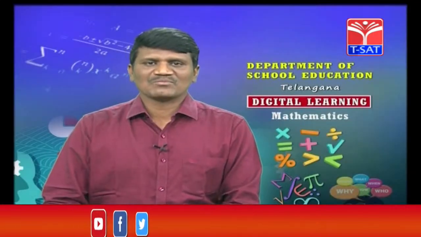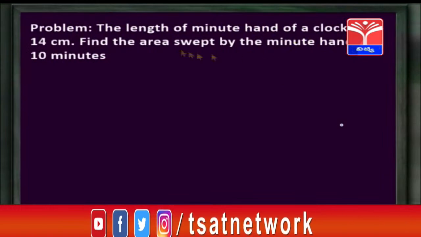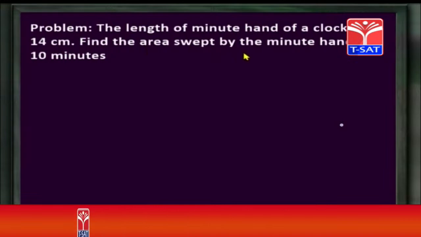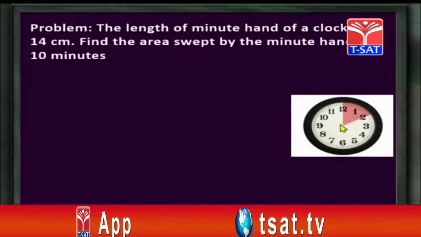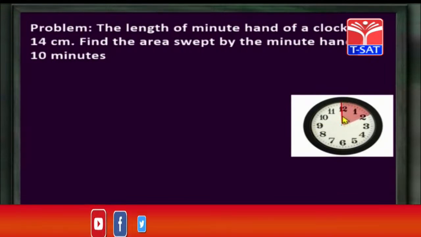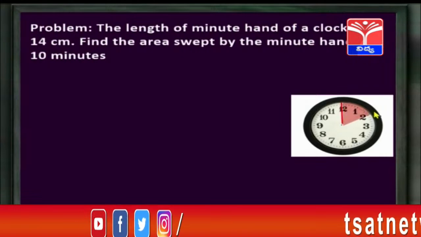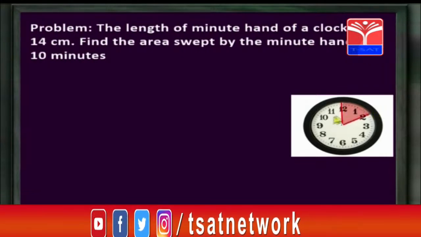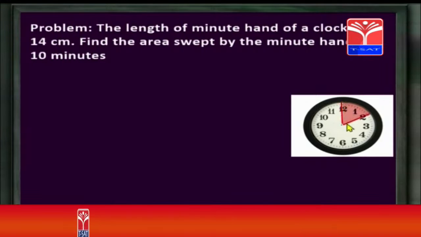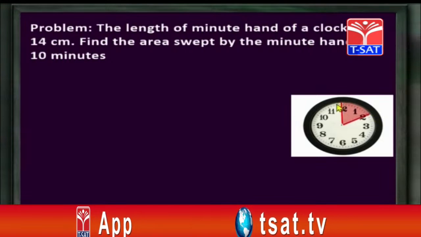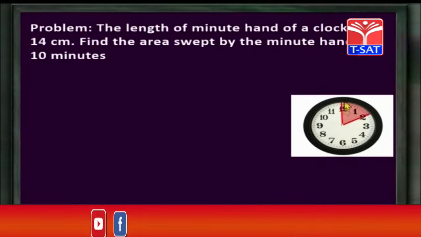Now let us see the second problem. The length of the minute hand of a clock is 14 centimeter. Find the area swept by the minute hand in 10 minutes. That means this is a clock and this is a minute hand, which started from here and came till 10 minutes. So what is the angle between these two? If you observe, this is a sector, right? So the area swept by the minute hand is nothing but the area of a sector, and the radius is nothing but the length of the minute hand.